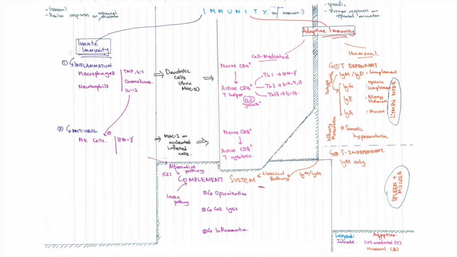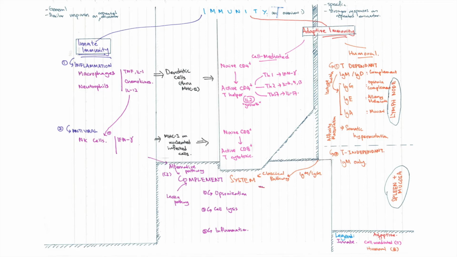Under innate immunity, there are two main reactions that you need to know, firstly inflammation and secondly antiviral response. For inflammation, the mediators are macrophages and neutrophils. For the details you should just read your lecture notes. Then for antiviral, the main mediator is natural killer cells.